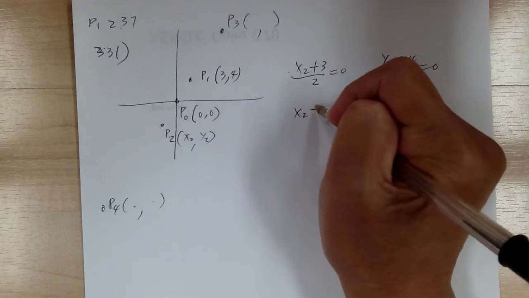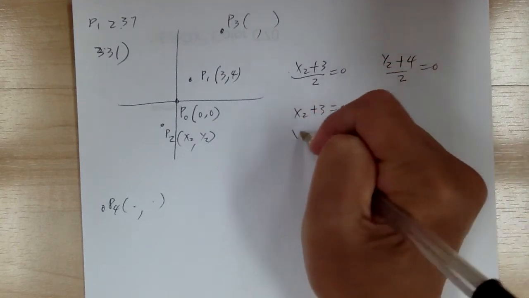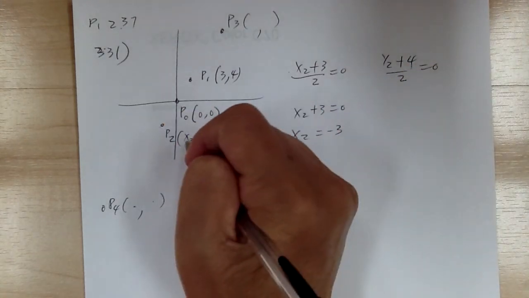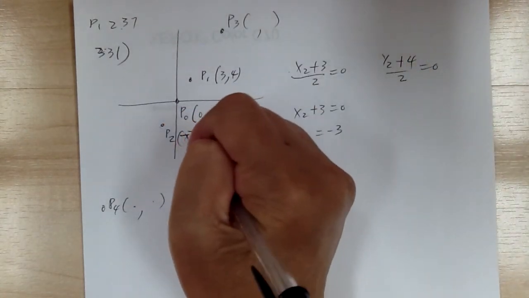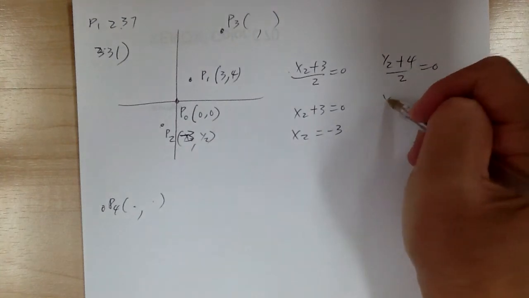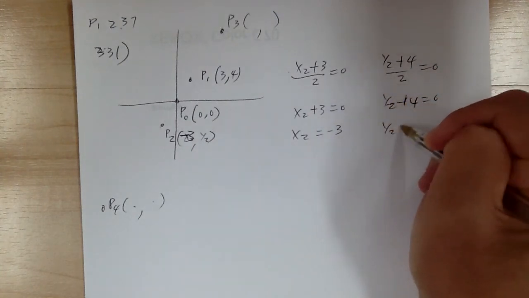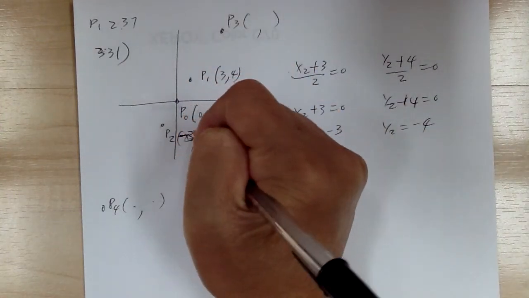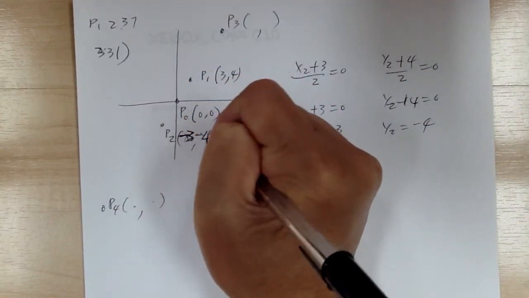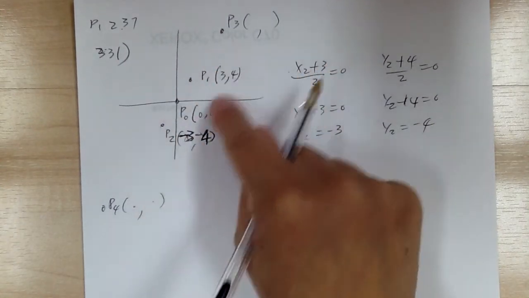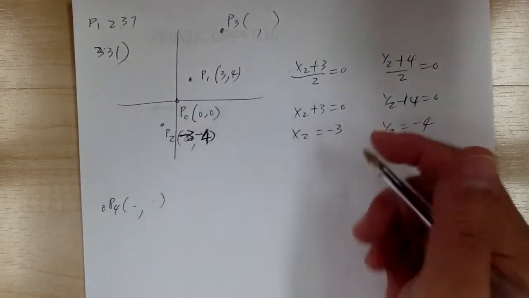So x plus 3 equals 0, so x2 equals negative 3. So P2 would be negative 3, and for y, y2 plus 4 equals 0, so y2 equals negative 4. So this would be negative 3, negative 4, again because when you reflect over. And you can do the same process.